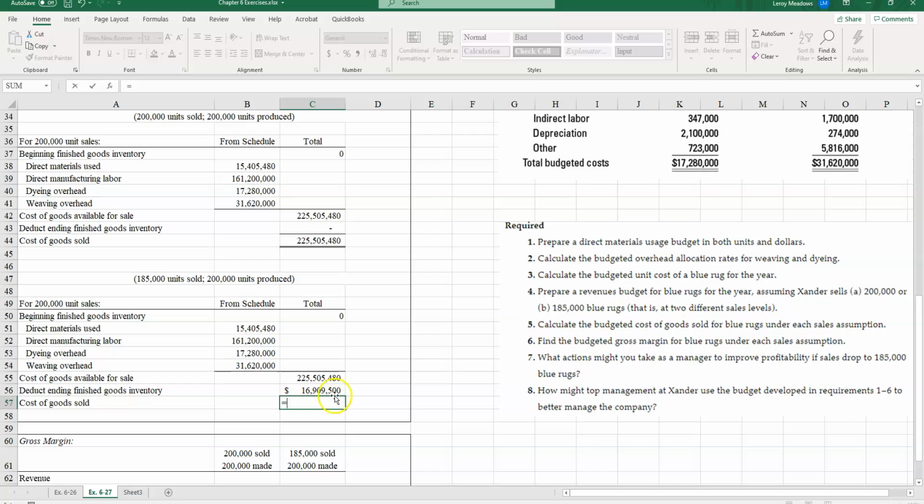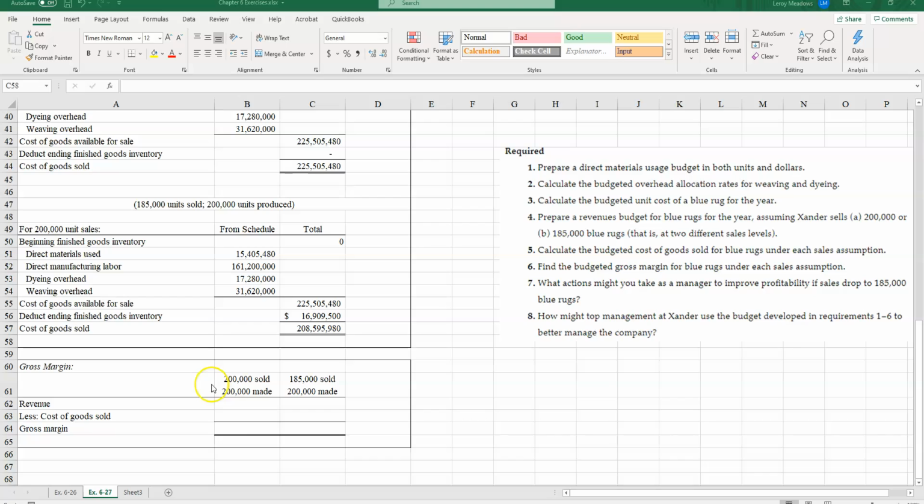And this is giving me a problem here of $208,595,980, and that's assuming that we produced 200,000 rugs and only sold 185,000 rugs. Now let's take a look at gross margin. And gross margin is simply revenue minus cost of goods sold. And remember, the gross margin is the amount of money left over after product costs are taken into account of the revenue. Gross margin is simply the amount of money left over after product costs in order to cover the remainder of the operating expenses.